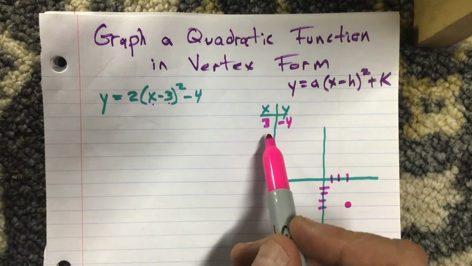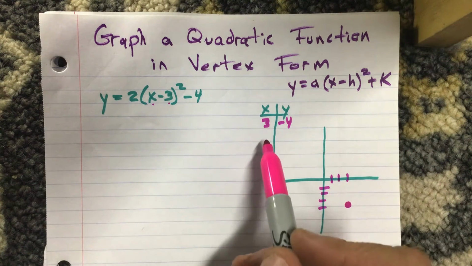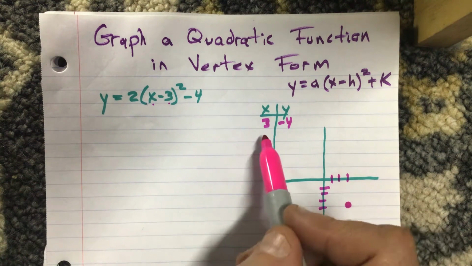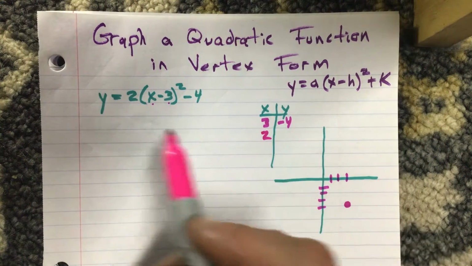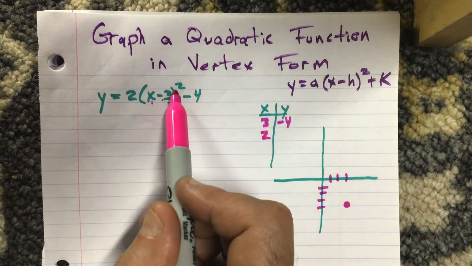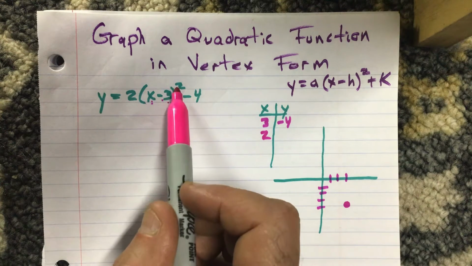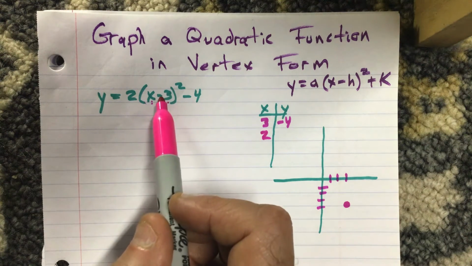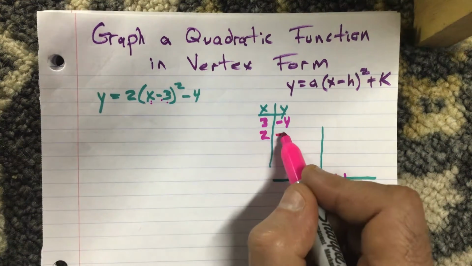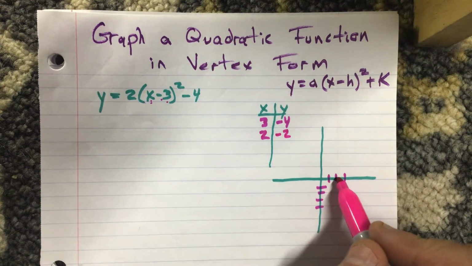And then once you plug that in, you can go either side of the parabola. So I can go 3, 2, 1, 0, or I can go 3, 4, 5, 6. I'll plug in the smaller numbers, so I'll go with 2. 2 minus 3 is negative 1. Negative 1 squared is positive 1. Whenever you square something, it always comes out positive. So I got 1 times 2 is 2, and 2 minus 4 is negative 2. So I get the point (2, negative 2).